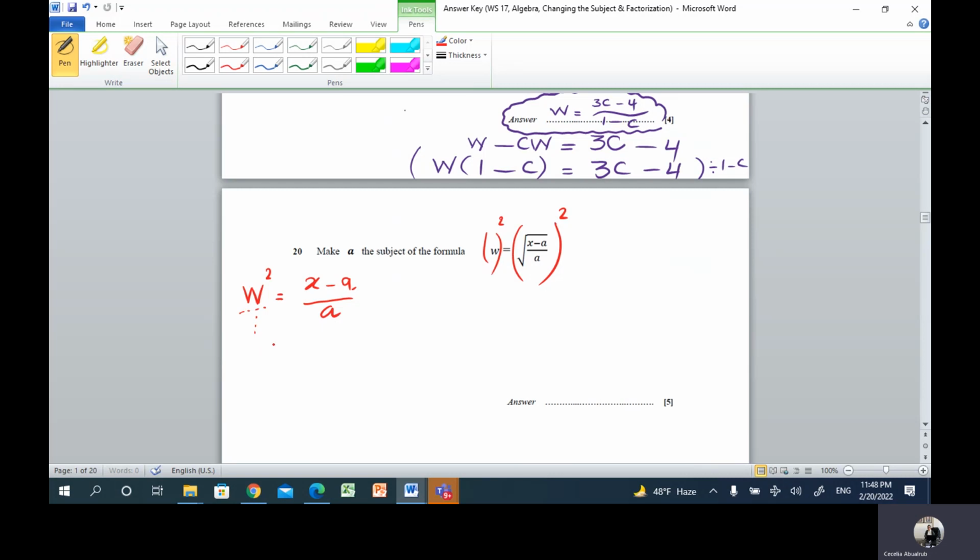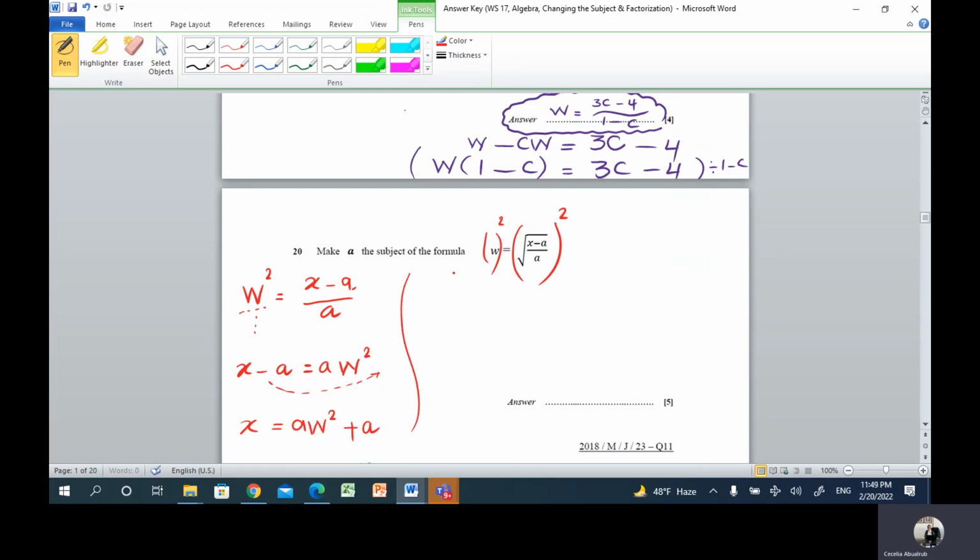And then we're going to cross multiply. 1 times x minus A, it will be x minus A equals AW squared. Now the A is on two sides of the formula, so we're going to bring negative A to the other side of the formula. So x is left here on its own, and AW squared is originally on the right, and we brought the negative A from left to right, so it will be plus A.